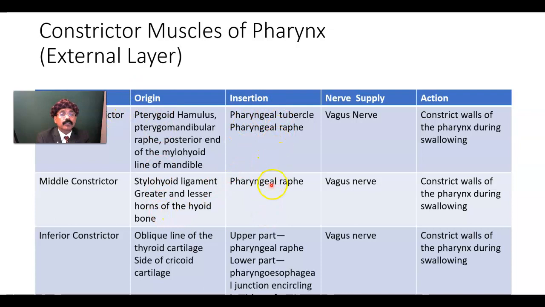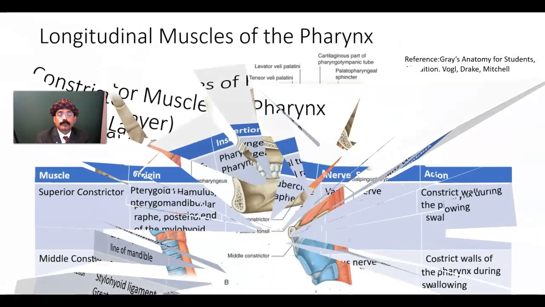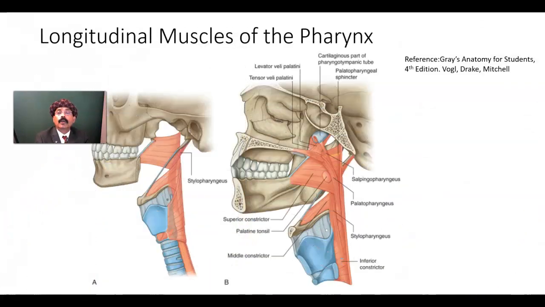For insertion, the common insertion is the pharyngeal raphe, except the lower part of the inferior constrictor at the pharyngoesophageal junction. That doesn't go to the pharyngeal raphe. It actually encircles the lower part of the pharyngoesophageal junction. All the other parts go to the pharyngeal raphe. Okay, we got the superior constrictor, middle constrictor, inferior constrictor.